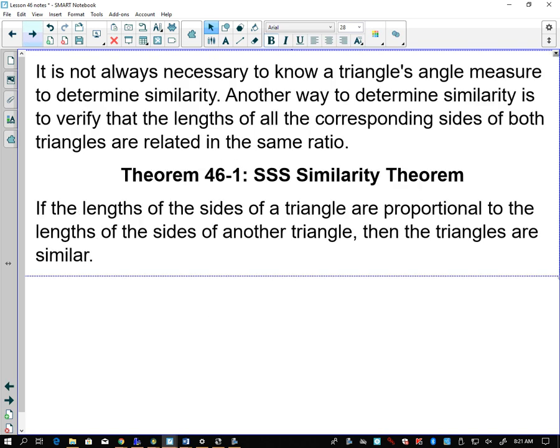Okay? It's not always necessary to know a triangle's angle measure to determine similarity. Another way to determine similarity is to verify that the lengths of all the corresponding sides of both triangles are related in the same ratio. That's just their way of saying if I can prove that all three sides of a triangle are proportional to the other three sides of another triangle, that's enough. I don't even have to have angle information.